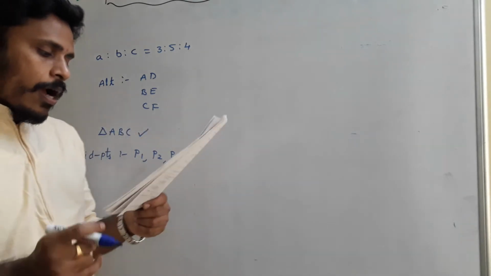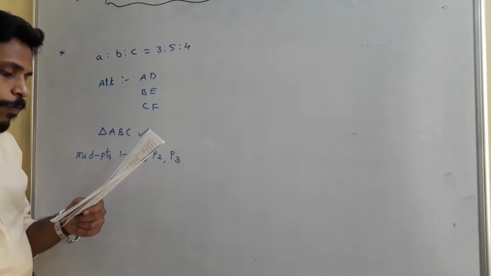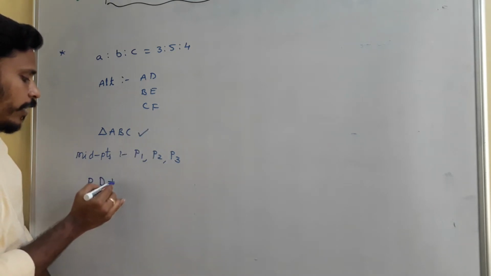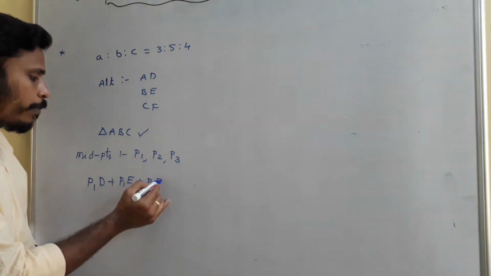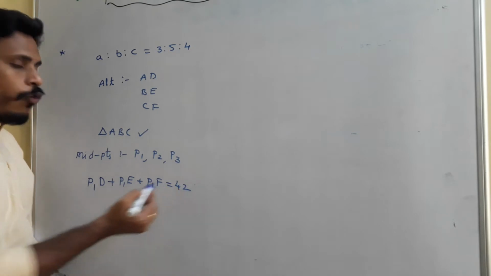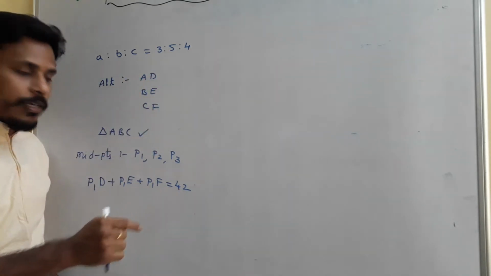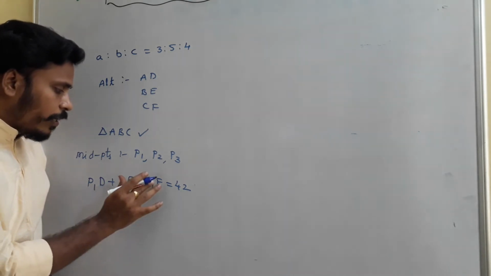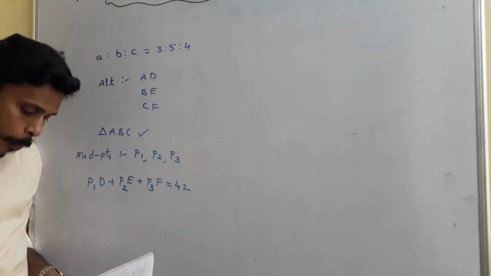And then one value is given: P1D plus P2E plus P3F is equal to 42. D, E, F are the feet of the altitudes, and P1, P2, P3 are the midpoints. So P1D plus P2E plus P3F is 42.